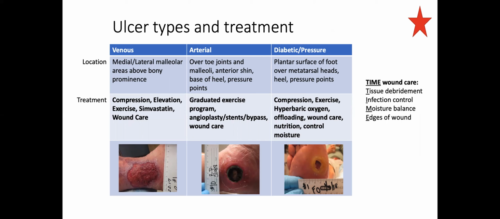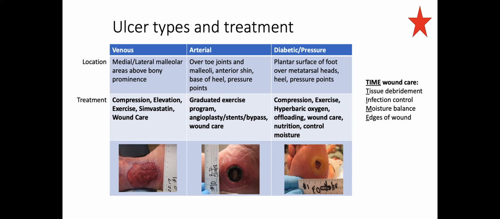Fix the arterial problem with an angioplasty stent, or maybe they need a cardiac bypass or an arterial bypass. And then wound care as well. Diabetic or pressure ulcers, compression, exercise, hyperbaric oxygen. So hyperbaric oxygen is a really cool thing that wound care does. They can either put a person's, let's say leg for this example, or their entire body in this oxygen chamber, and it helps with healing.